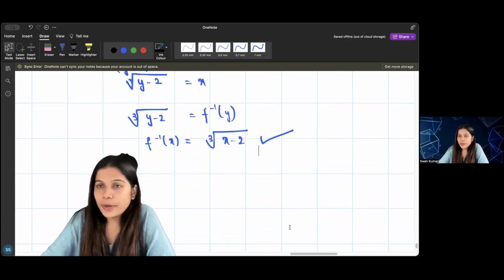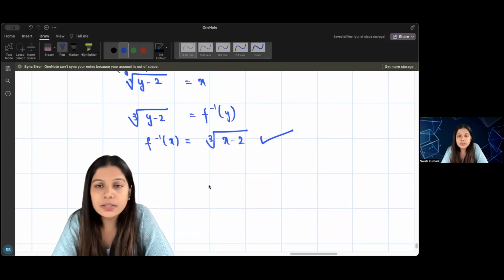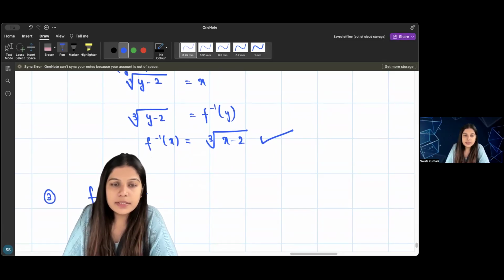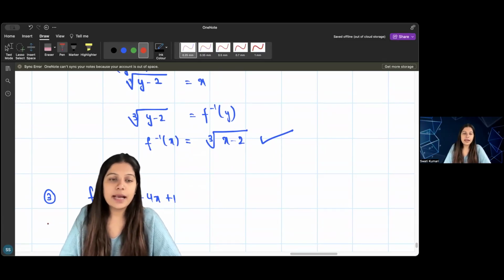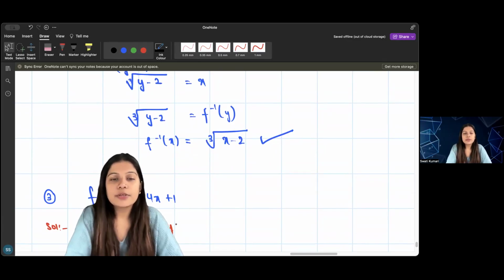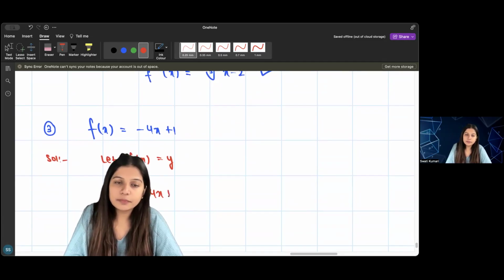I'm going to take a few questions in this video. So let us do the next question. f(x) equals minus 4x plus 1. We have to find out the f inverse x. As I said, we are going to start with the same step. Let f(x) equals y. So we will get here y equals minus 4x plus 1.